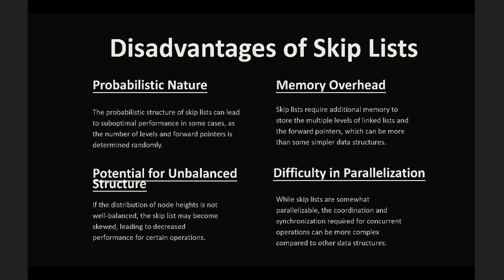If the distribution of the node height is imbalanced, the skip list can become skewed, resulting in decreased performance for certain operations. While skip lists can be parallelized, coordinated concurrent operations can be more complex compared to other data structures.